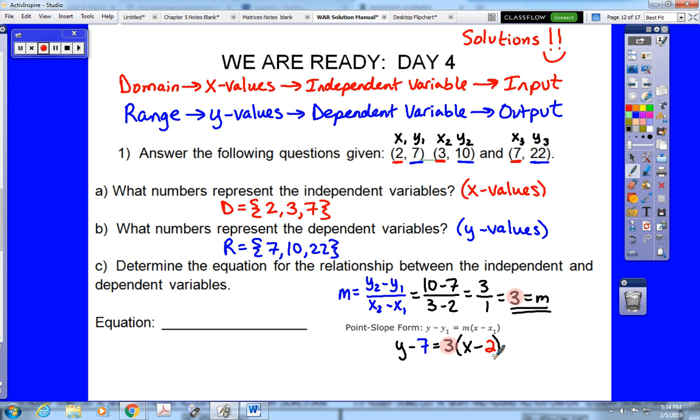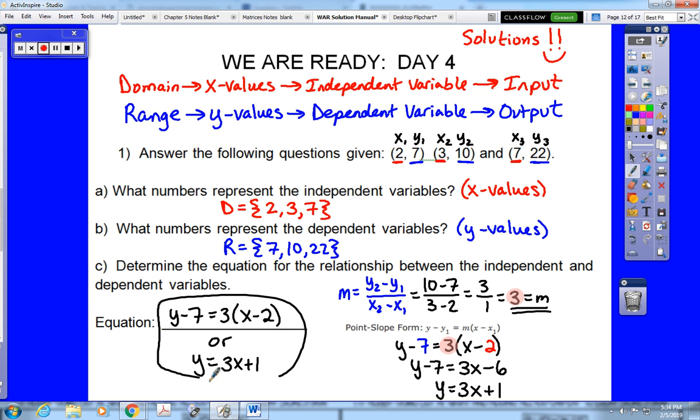Technically speaking, that's the equation right there. You could put that on that line and you would get full credit. But if you're more comfortable with slope-intercept form, then you would distribute and then add 7 to each side, and you could get 3x plus 1. So you'd either say y minus 7 equals 3 times x minus 2, or y is 3x plus 1.